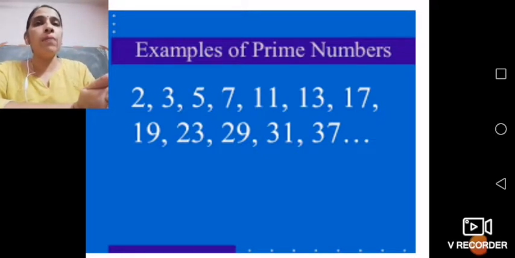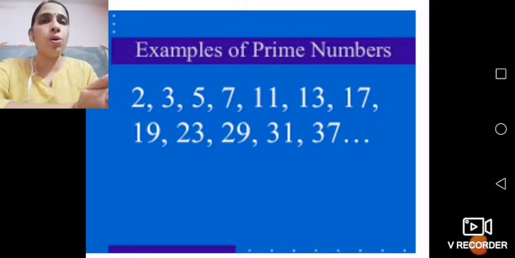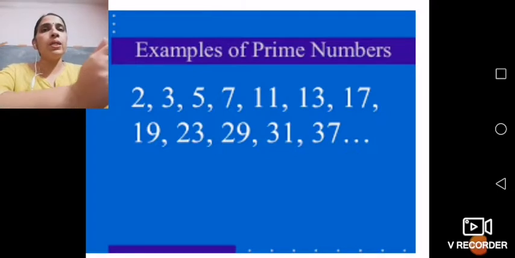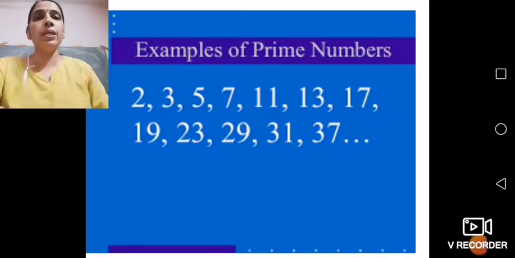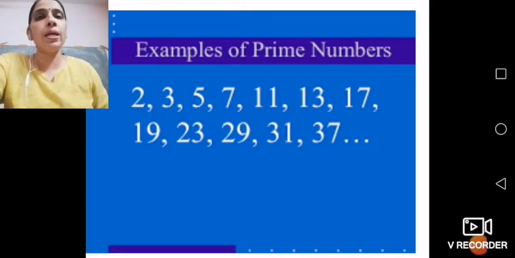So children, you have to remember the definition of what prime numbers are. Prime numbers are those numbers which have only two factors, 1 and the number itself. Now, okay children, you can tell me which is the smallest prime number. On the screen you can see that. Yes, that's correct. The smallest prime number is 2.